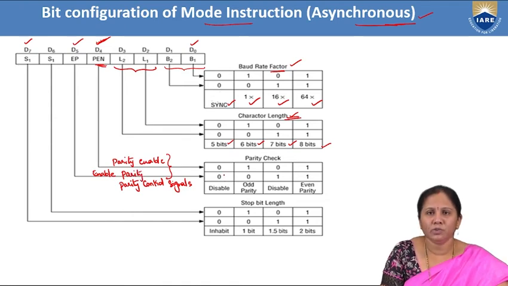Okay. So if these two signals are 0, 0, parity will be disabled. If it is 0, 1, odd parity will be enabled. If it is 1, 0, parity will be disabled. If it is 1, 1, even parity will be enabled.